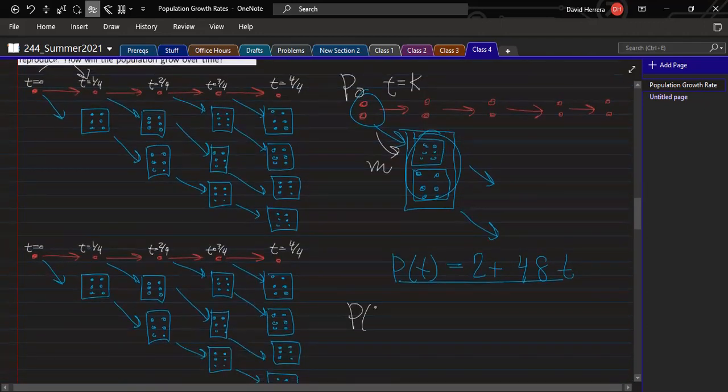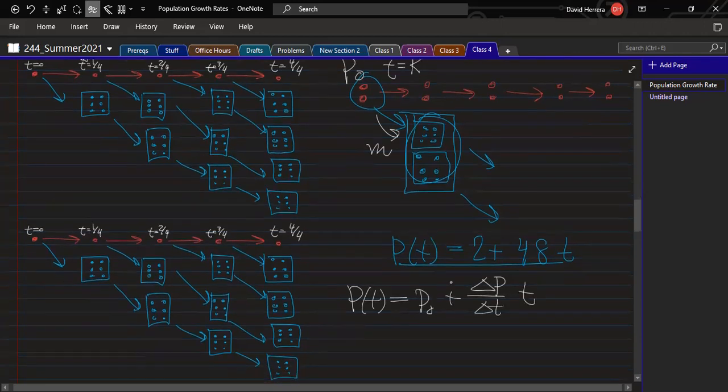So then you say p of t is p naught plus delta P over delta T times T. And this right here is a constant rate, so this is going to be the simple expression that you get. So the natural way to calculate delta P over delta T is to say, okay, over this period of time K, how many are produced? Well, how many are produced are going to be M.